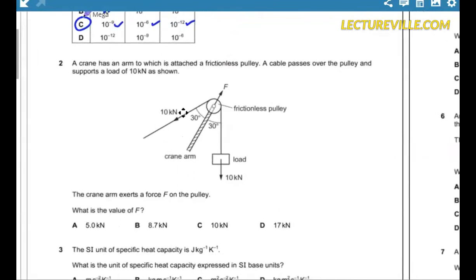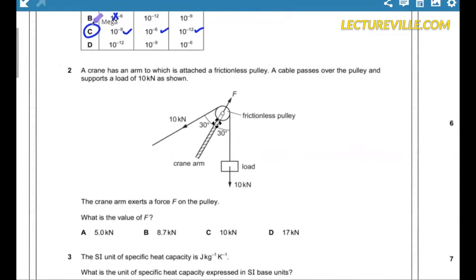So this second question is from vectors. We need to find components of forces over here. A crane has an arm which is attached to a frictionless pulley. The cable passes over the pulley and 10 kilonewtons as shown. The crane arm exerts a force of F on the pulley. What is the value of F?